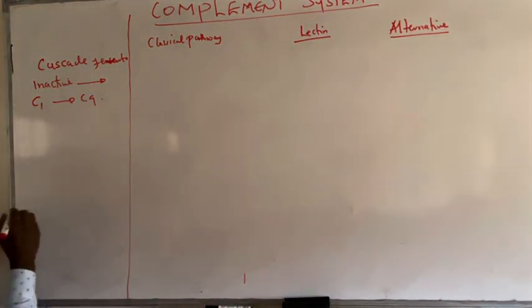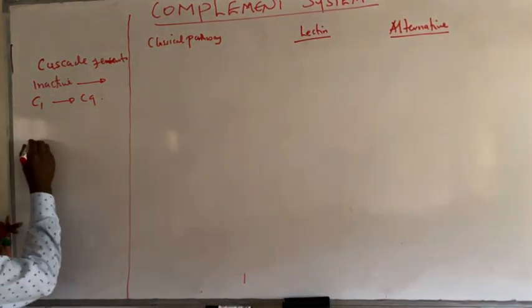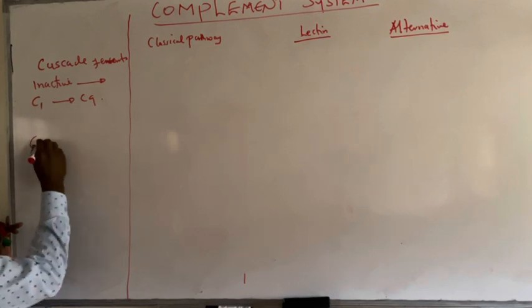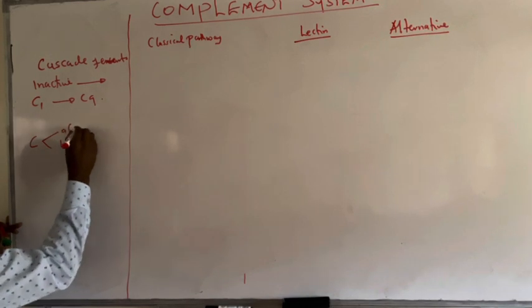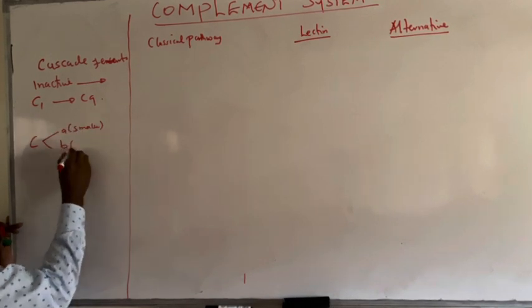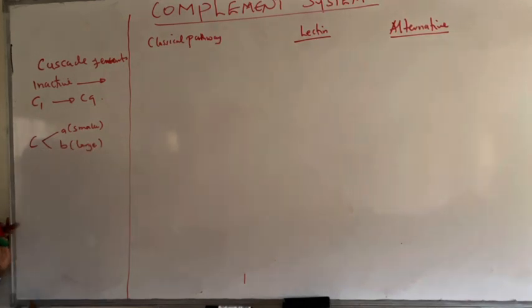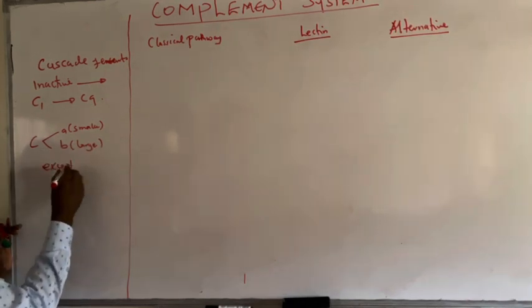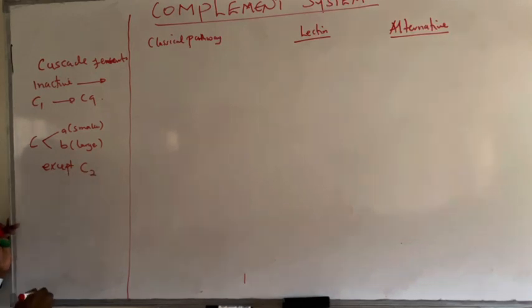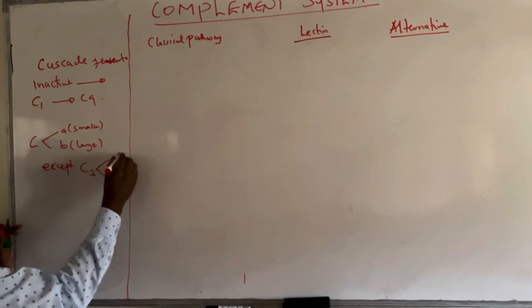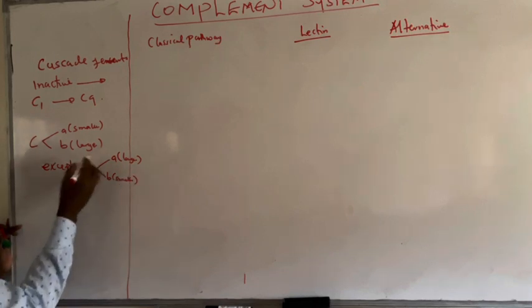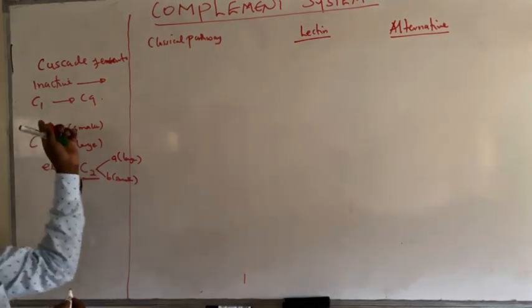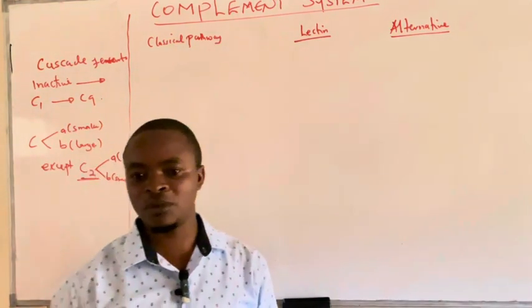Whenever they are activated, for example complement C3, it is broken into a smaller subunit and a larger subunit, whereby A is the smaller subunit and B is the larger subunit, with the exception of complement 2. When complement 2 is cleaved or activated, A is the larger subunit and B is the smaller. So complement 2 is an exception from other complements, whereby for it, 2A is the larger subunit.